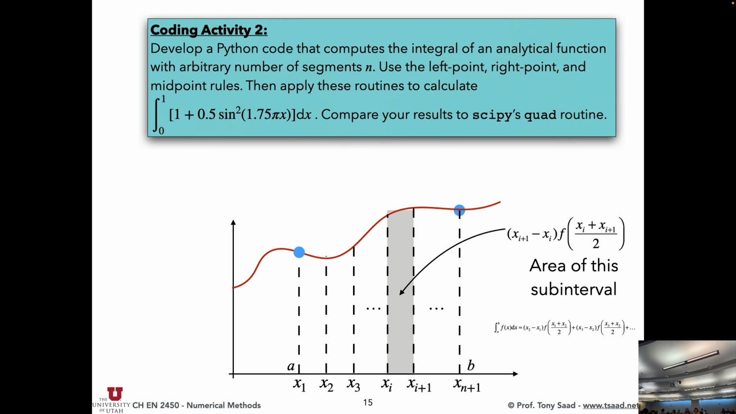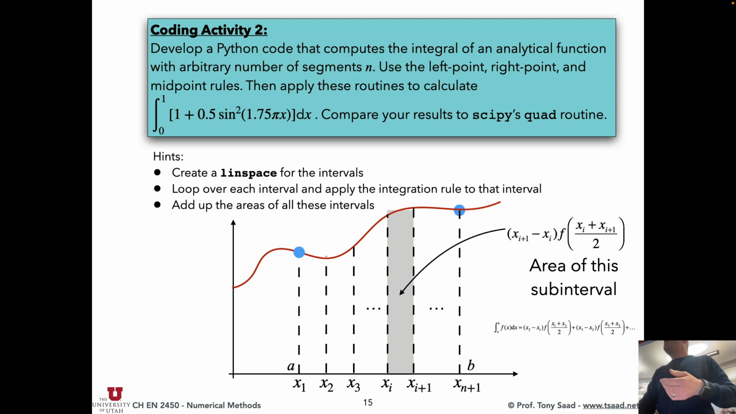We're going to develop a Python code that implements the composite left-hand rule, right-hand rule, and midpoint rule for an arbitrary function and with an arbitrary number of intervals. So we're going to create these routines. The arguments for those routines are going to be the function name, the interval a and b, and then the number of segments. Think about the Taylor series. When we did the Taylor series, we were able to choose how many terms we wanted. Here we're going to choose how many segments we want to carry out that integration.